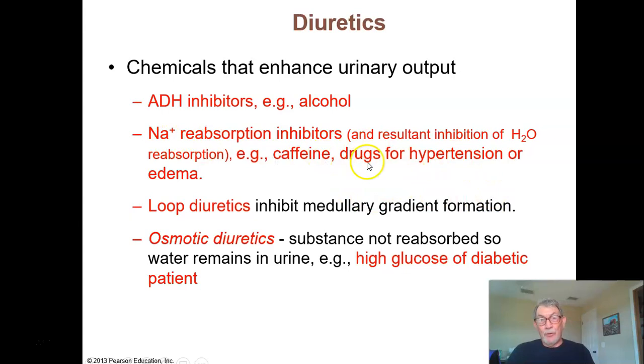Some other hypertension drugs work this way. Loop diuretics work in the loop of Henle, as I said. Osmotic diuretics are things like glucose when you have diabetes. If you can't reabsorb all the glucose, it stays in your urine. It draws extra water by osmosis, and you pee more. Diabetics are always peeing a lot of very dilute urine because water is pulled into the pee.